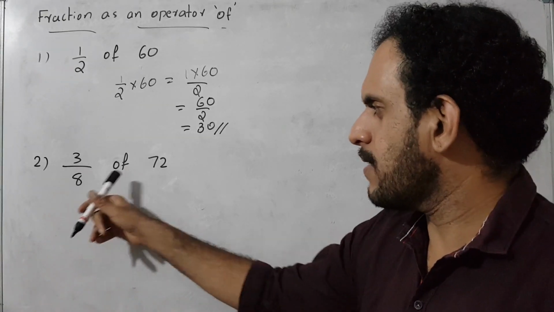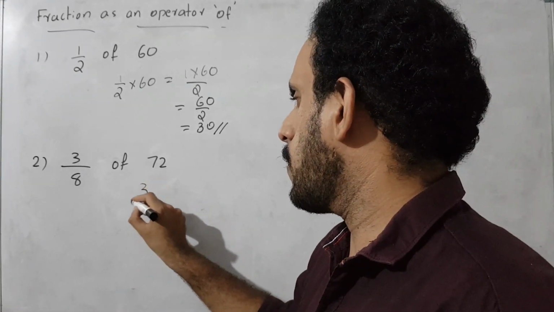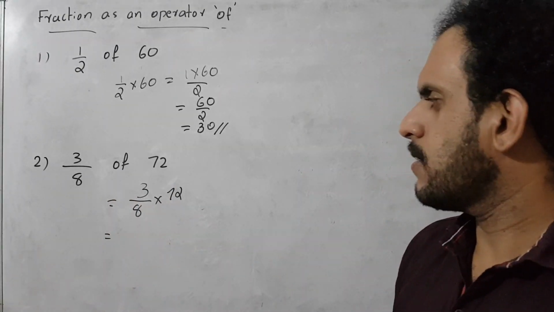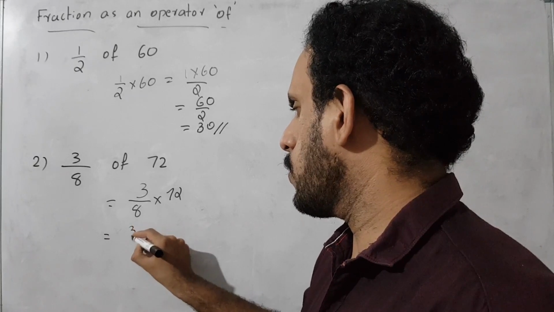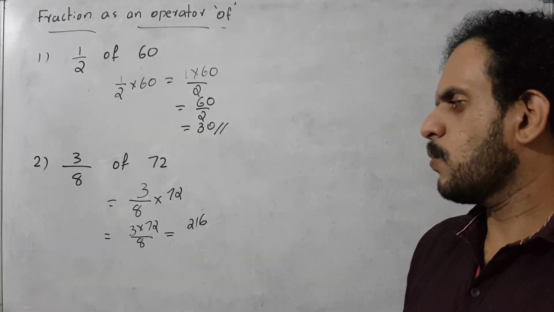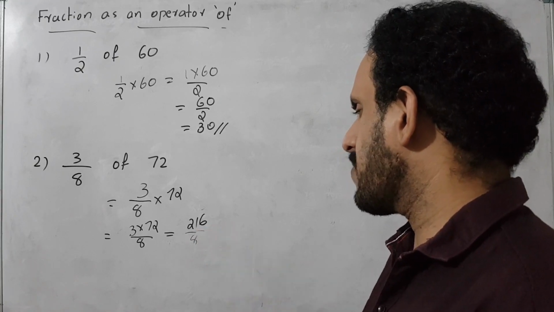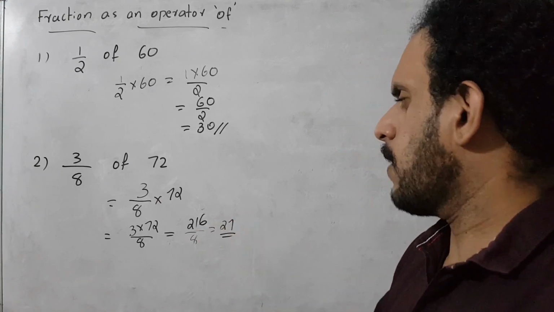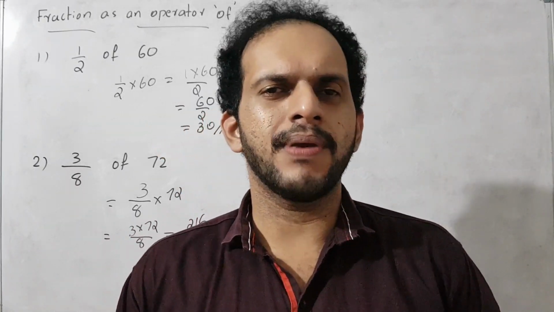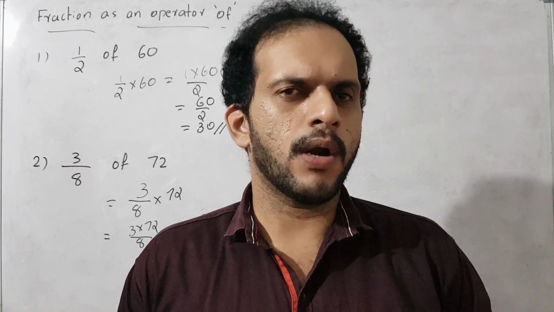Then 3 by 8 of 72. How do we do 3 by 8 of 72? It means 3 by 8 into 72, which is 3 into 72 by 8. 72 into 3 is 216 by 8. It is possible to divide 216 by 8. 216 by 8 is equal to 27. What do you mean by of? Of means multiplication, a product. 1 by 2 of means 1 by 2 into.